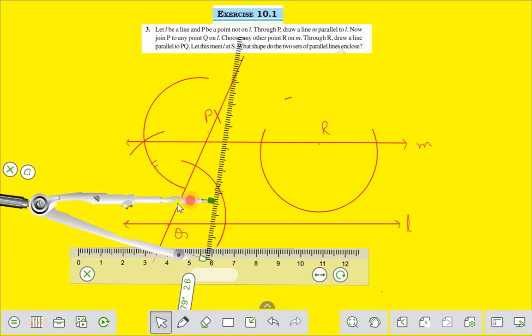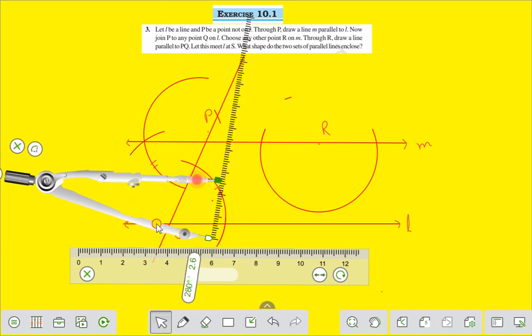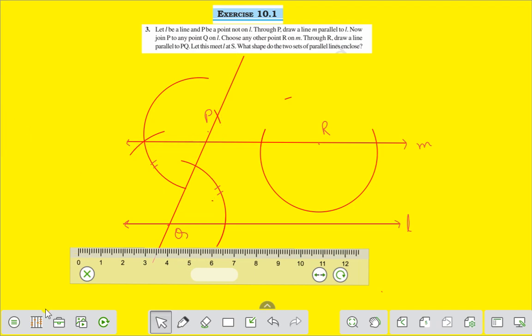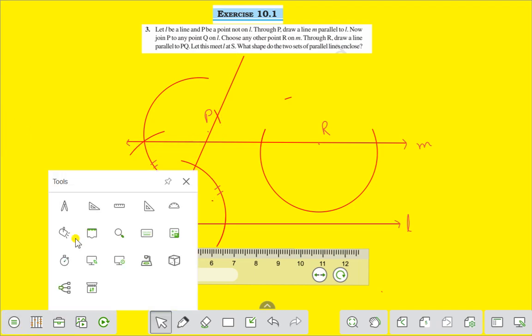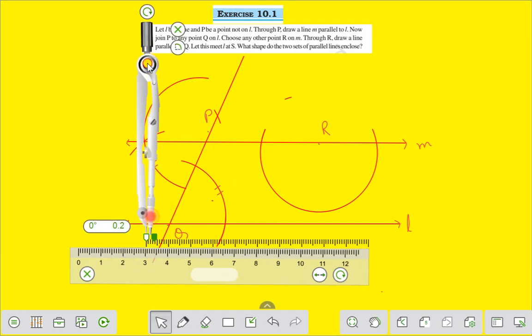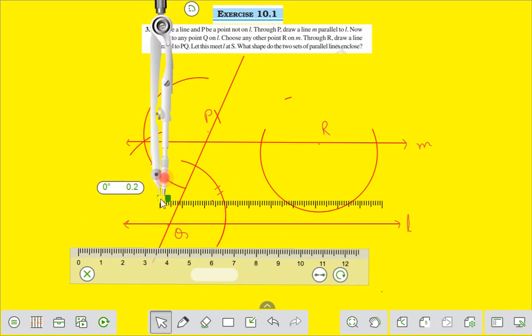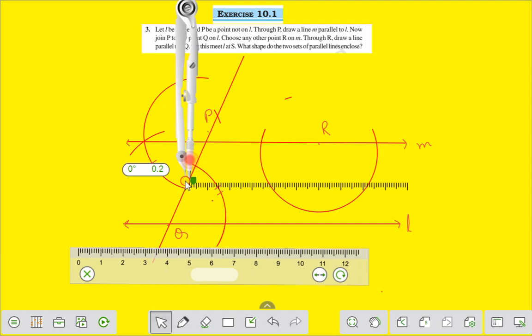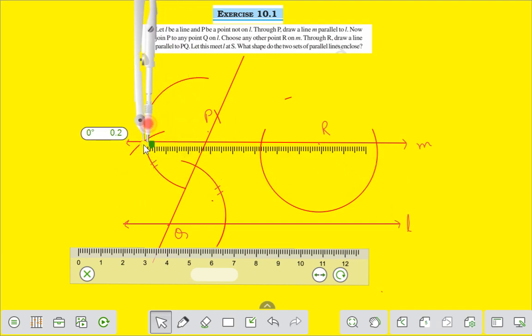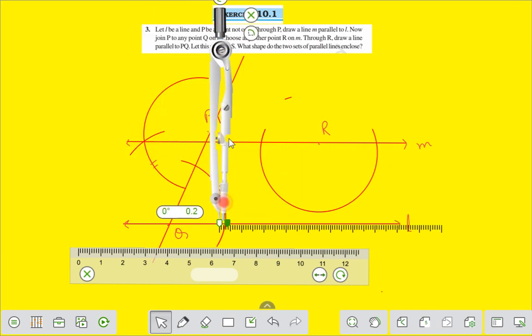Take the measurement of this angle. Let us take the measurement. Let us take this measurement. Take this pointer here, or take the pointer here and take the measurement.